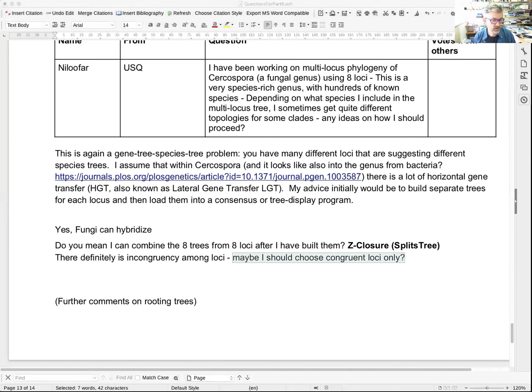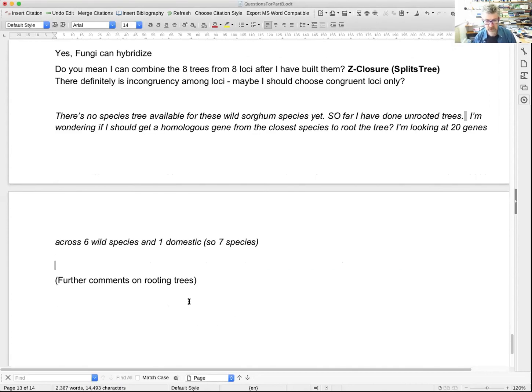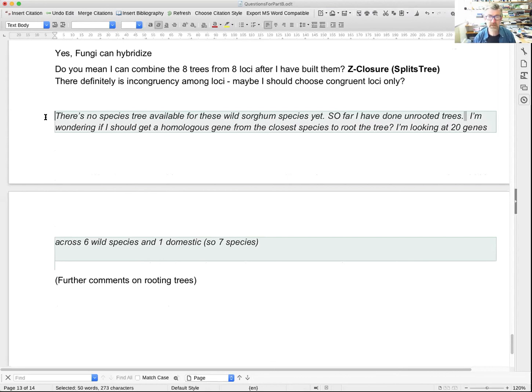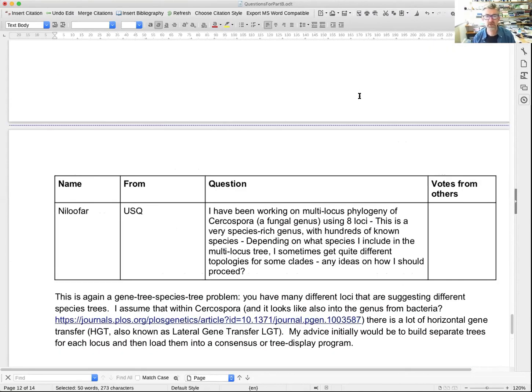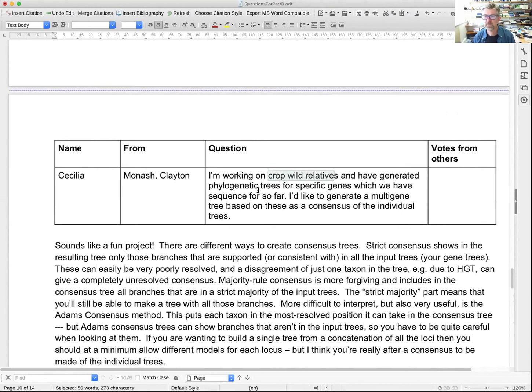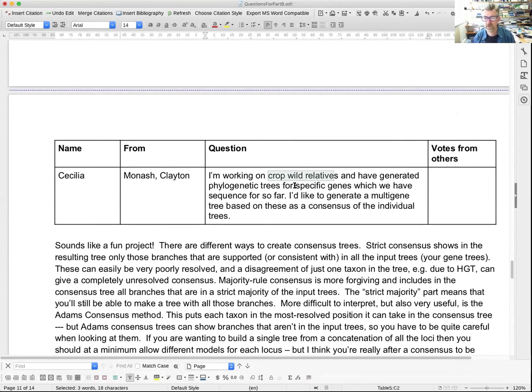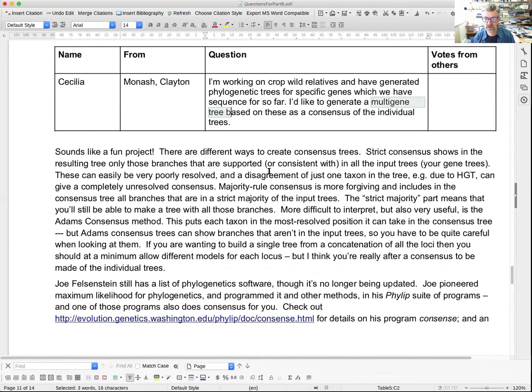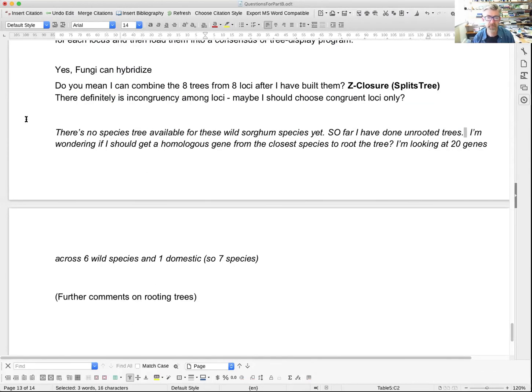Another question is from Cecilia, and I'll just pop that one into the document in front of me. So there's no species tree available for these wild sorghum species yet. What was Cecilia's question? Sorry, I'm scrolling up. That was on the crop wild relatives, phylogenetic trees for specific genes for which we have sequence, wanting to generate a multi-gene tree based on those as a consensus. All right, so let's pop down to answering that. No species tree available yet for these wild sorghum species.